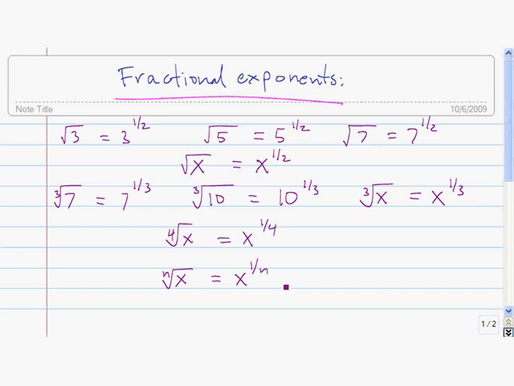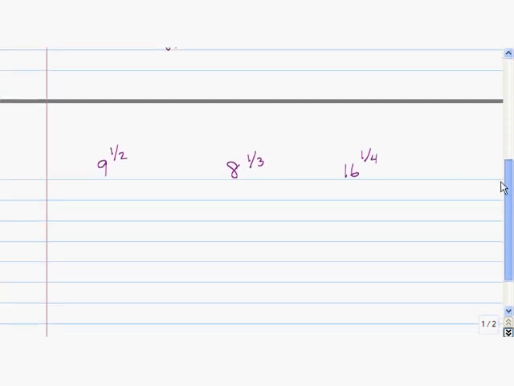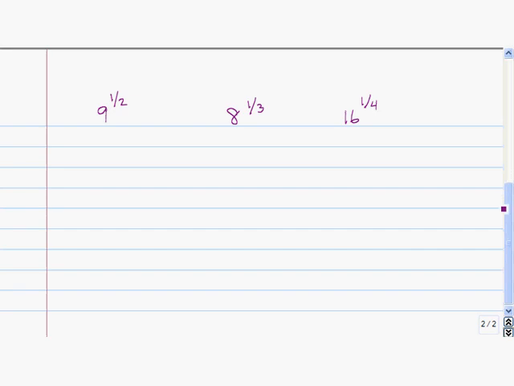Okay, let's work with some actual numbers, not just x's. Press pause while you evaluate each of these. So this is what you should have gotten for the answers. 9 to the 1/2 is really the square root of 9, and that's 3. 8 to the 1/3 is the cube root of 8, and that's 2. 16 to the 1/4 is the fourth root of 16, and that's 2.